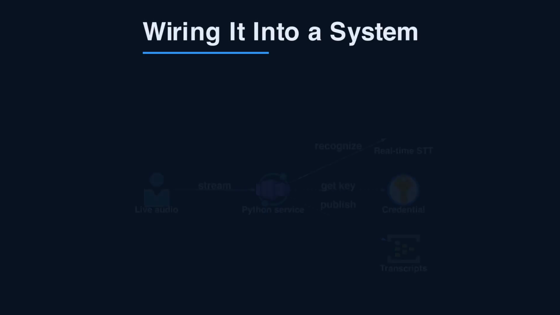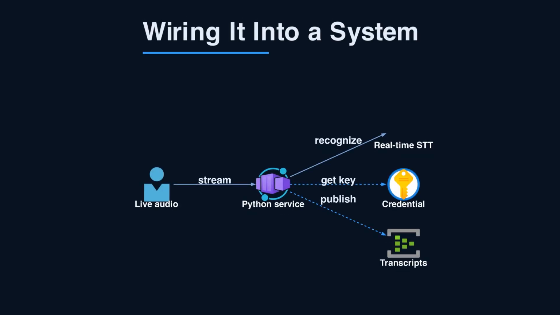In a real application, the microphone or call audio feeds your Python service, which holds the Speech SDK session to Azure AI Speech. Pull the credential from Key Vault and push finalized transcripts onto Event Hubs or Service Bus so downstream consumers like analytics, captioning, or a language model can process them without blocking the recognition loop. Keeping transcription and downstream work decoupled is what stops a slow consumer from stalling your real-time stream.